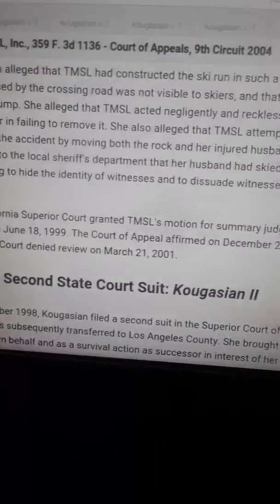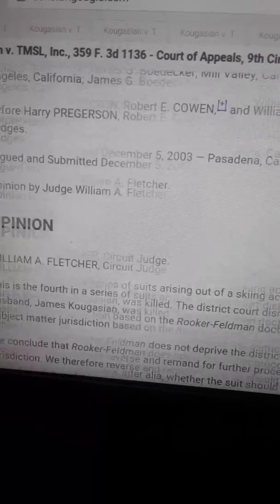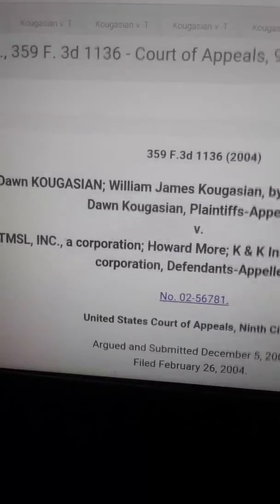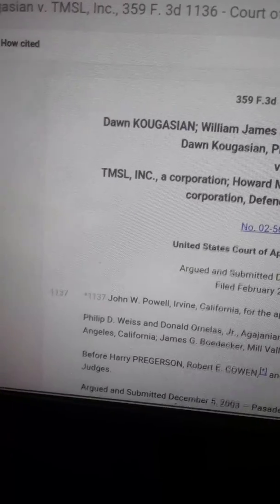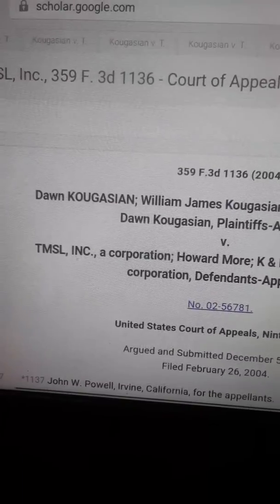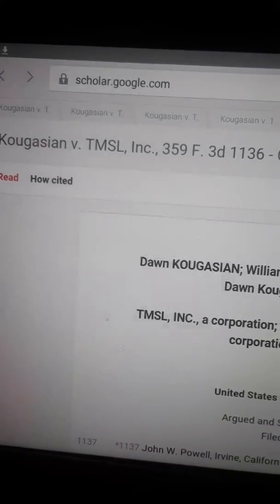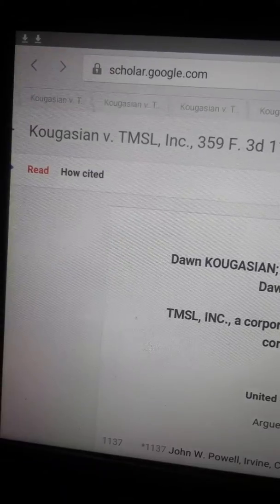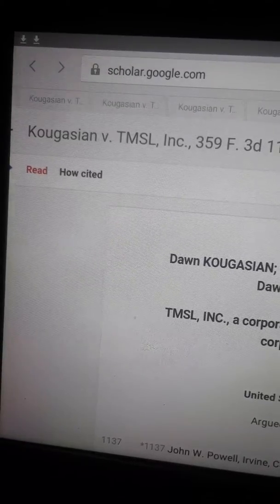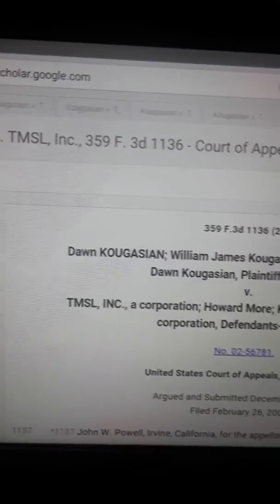So, I'll go back to the top here so you guys can look up this case. And the case is, let me see if I can, okay, so the case is Kougasian versus TMSL, Inc. Kougasian, K-O-U-G, Kougasian. So, there it is.